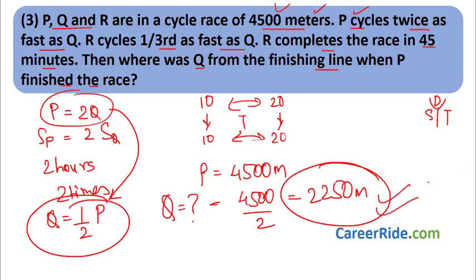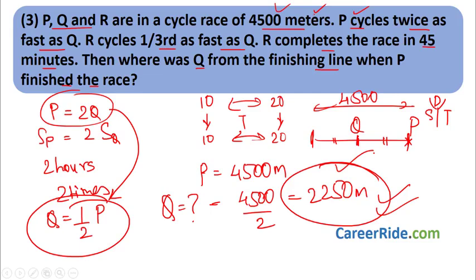What have they given? Where was Q from the finishing line when P finished the race? If this is the start line and this is the finish line, P has finished the race at this point. Now we have to find where Q was. We know that P covers twice the distance as Q, so Q covers half the distance of P. So Q has to be at the center point, where the distance from the finish line and from the start line are the same. If the total distance is 4500, Q will be at 2250. See how easy it was? Q would be at the center of the track.